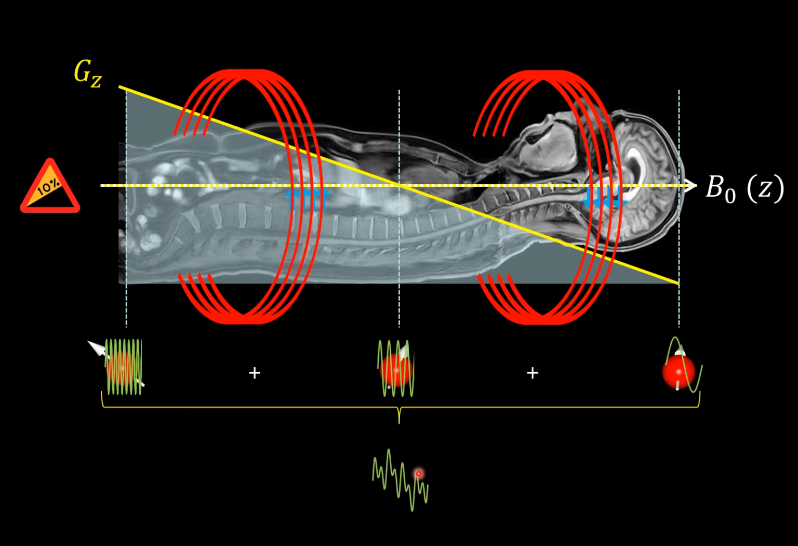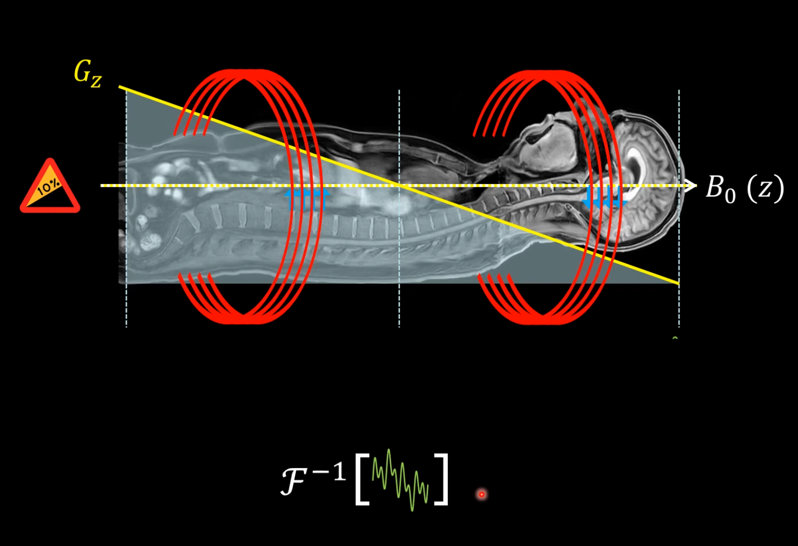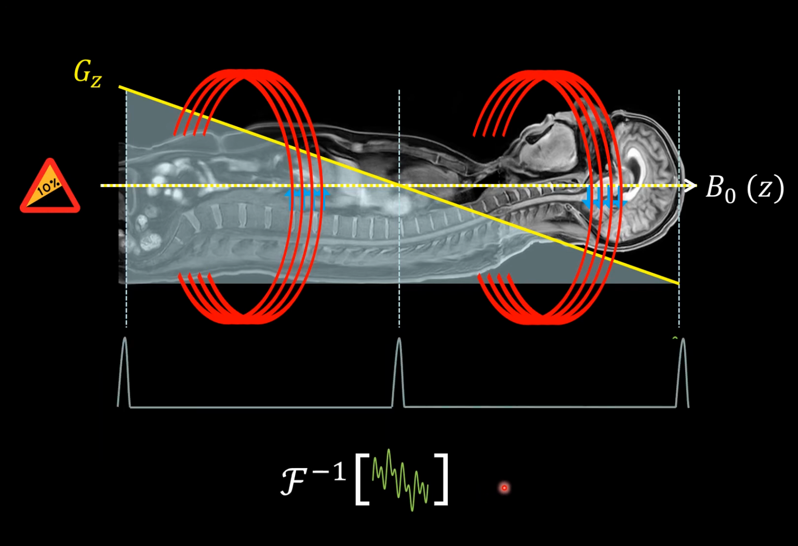So we have no positional information. The question is, how can we deconstruct this mix of frequencies into its individual components? The answer is, of course, with a Fourier transform. If we Fourier transform the combined signal, then we will get three resonant frequencies. And if we know the strength of the gradient accurately, Gz, then we can translate these frequencies to positions. In reality, we will have a continuous distribution of frequencies, and the Fourier transform will give us a one-dimensional projection through the patient.